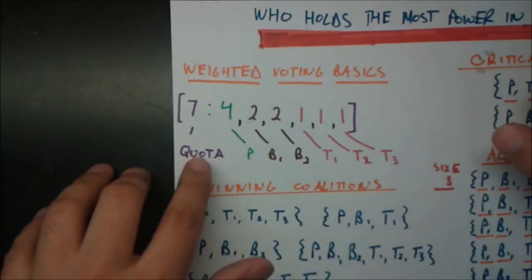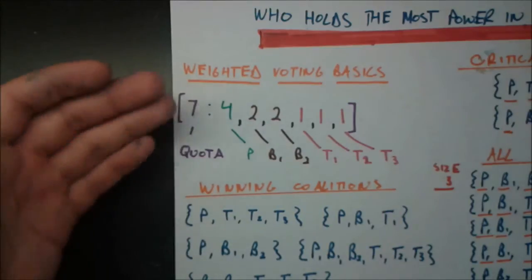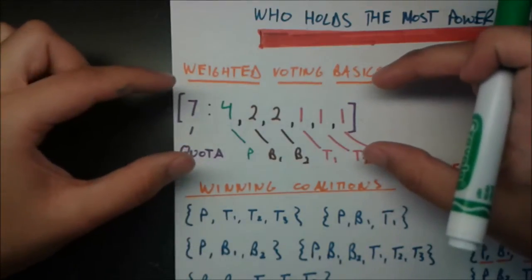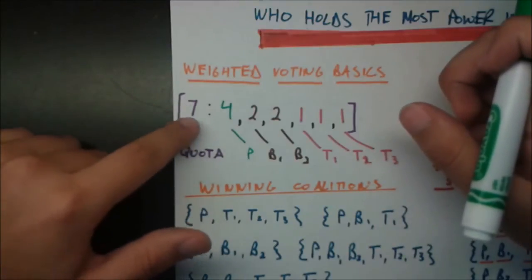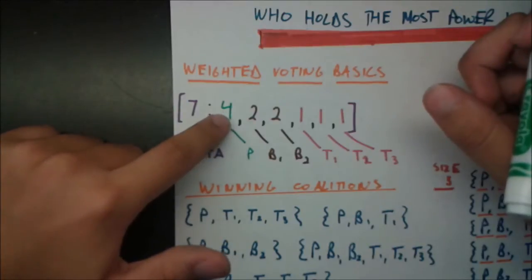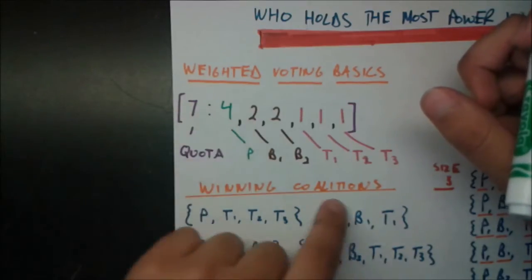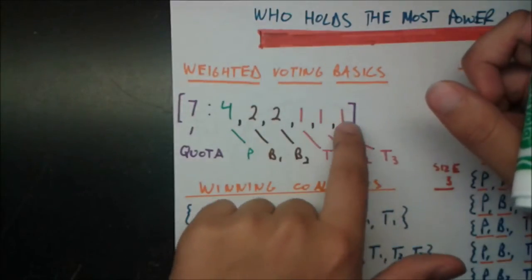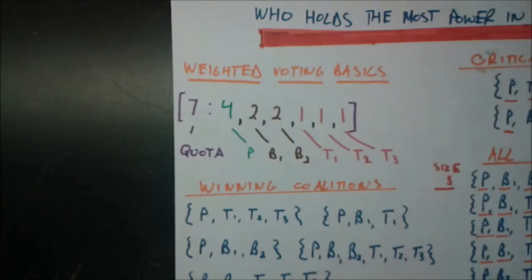And it turns out that the quota, or how many votes are needed to pass a decision in the school, is 7. So this is how we illustrate a mathematical weighted voting system. We illustrate it by first putting the quota, how many votes are needed to pass a motion. We put a colon, and then we list in descending order the amount of votes that each person has. So the first person will always be the most powerful, and the last person, or people, if they're the same equal number, are going to be the least powerful.